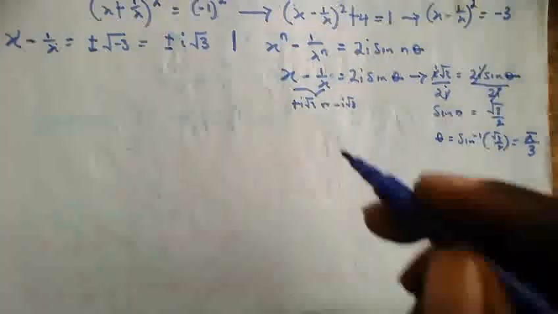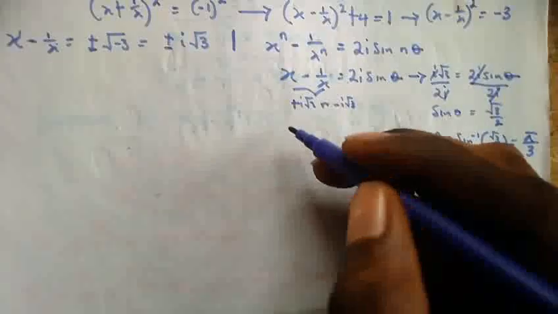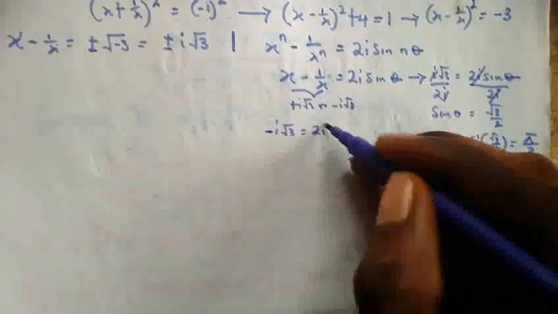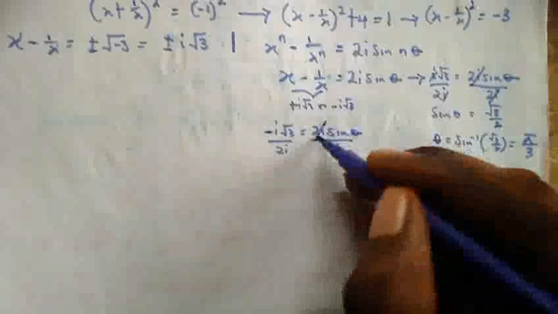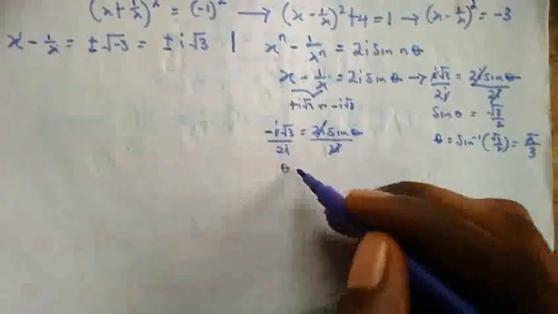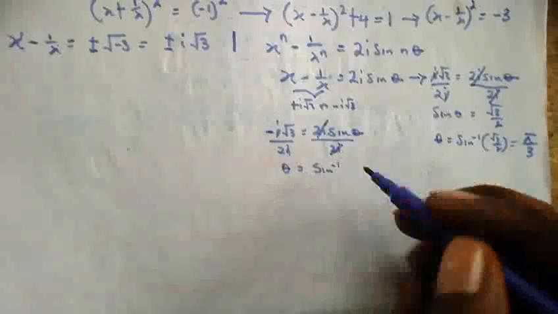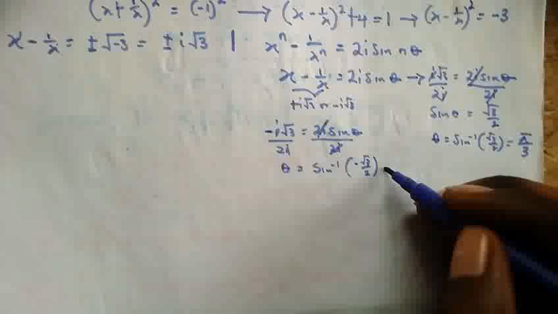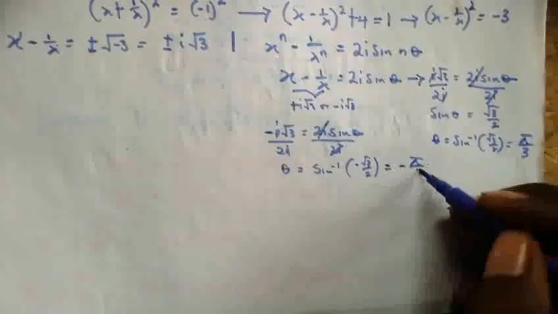Our next step is taking the negative i root 3, so we have negative i root 3 is equal to 2i sine of theta. Dividing both sides by 2i, the 2i gets cancelled and the i gets cancelled, so theta is equal to the sine inverse of square root of 3 all over 2. Remember this function is odd, so this is equal to negative pi over 3.